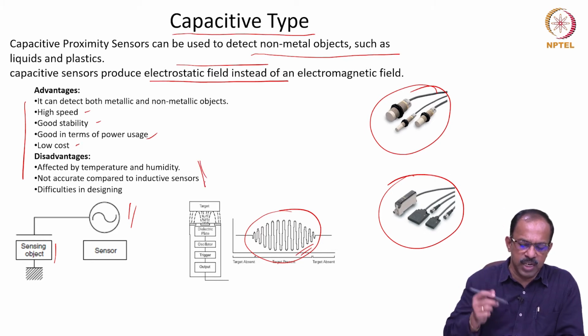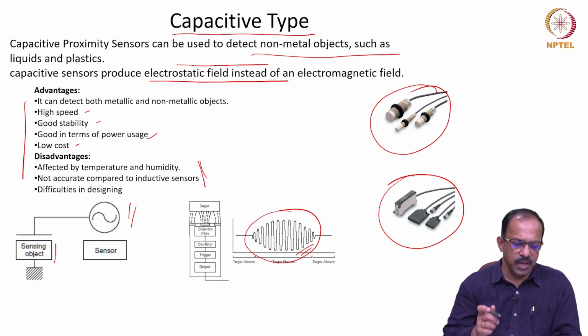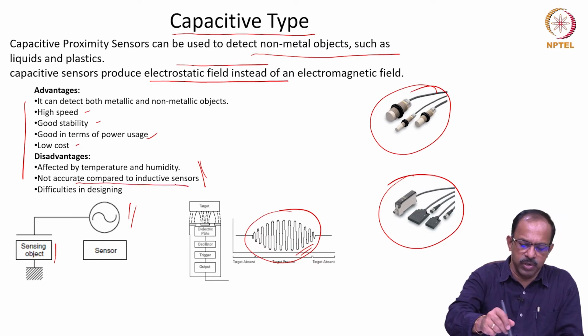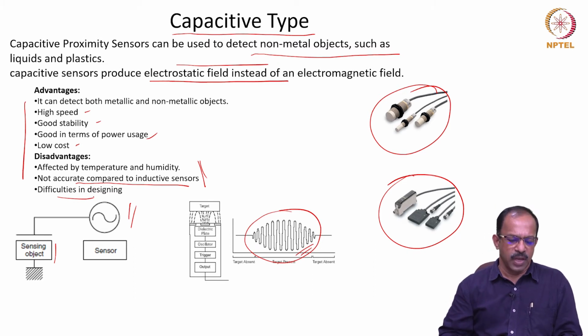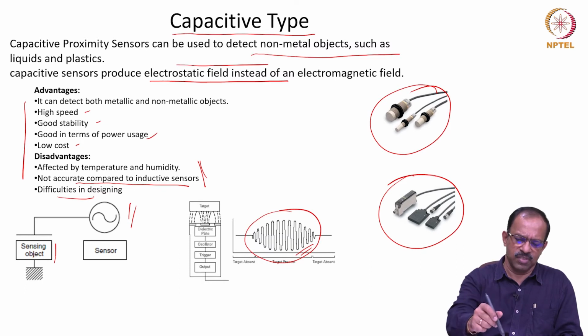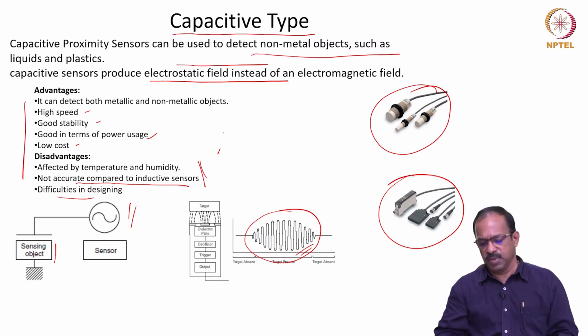It may get affected because of temperature and humidity, it is not as accurate compared to inductive sensors, and there are difficulties in design. So accuracy-wise, the capacitive type may not be so good and may be a bit difficult to design, but otherwise they are very good, and high speed and stability is there for sensing using capacitive type sensors.